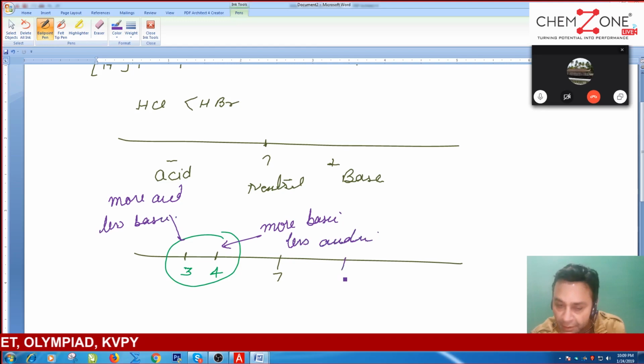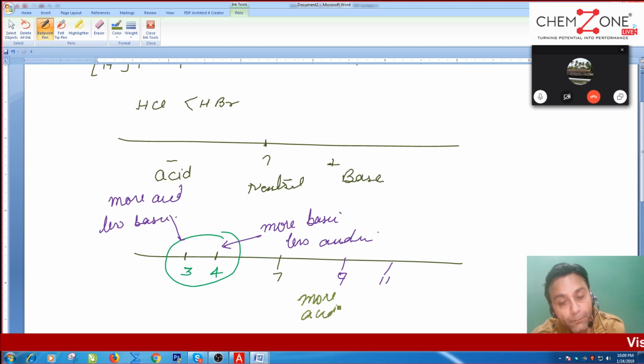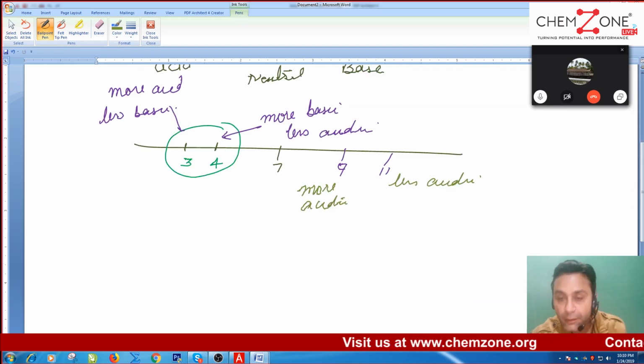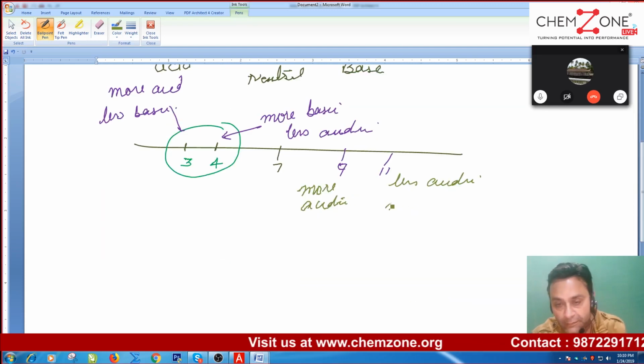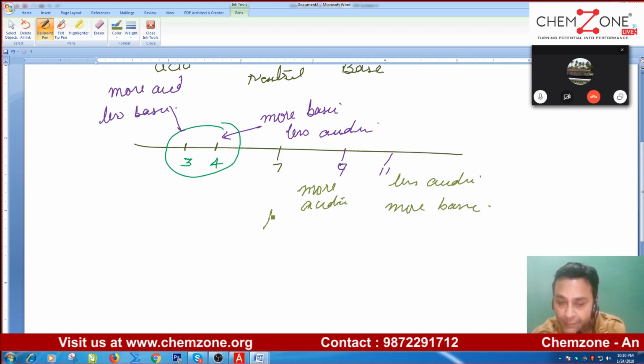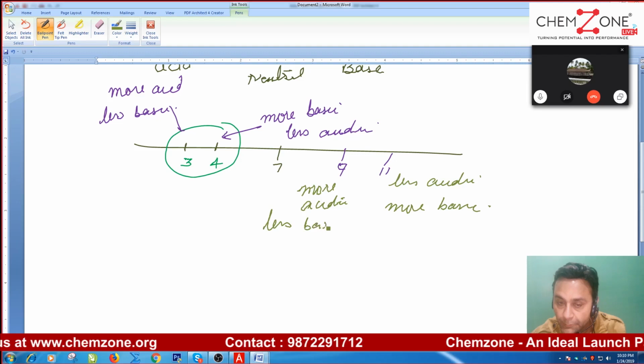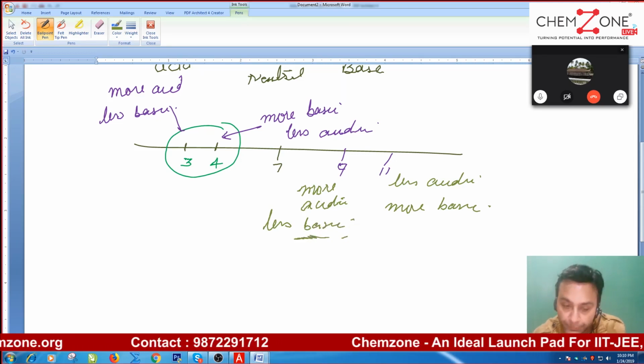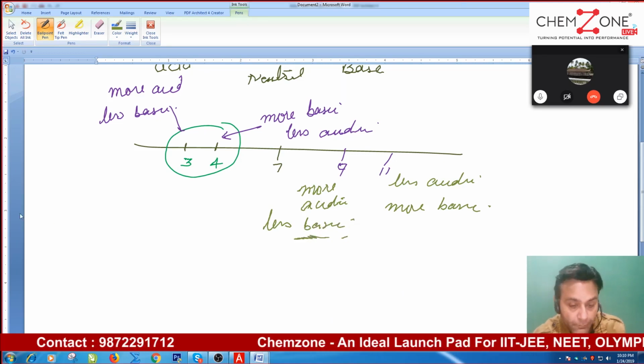Okay. Another pH that I have is 9 pH and 11 pH. Out of these two, which is more acidic? 9. So I can say this is less acidic. So we can say this is more basic and this is less basic. Any doubt here? No, I understand that.